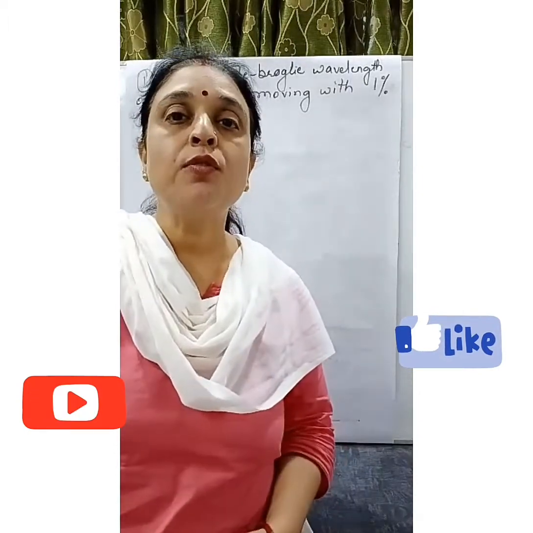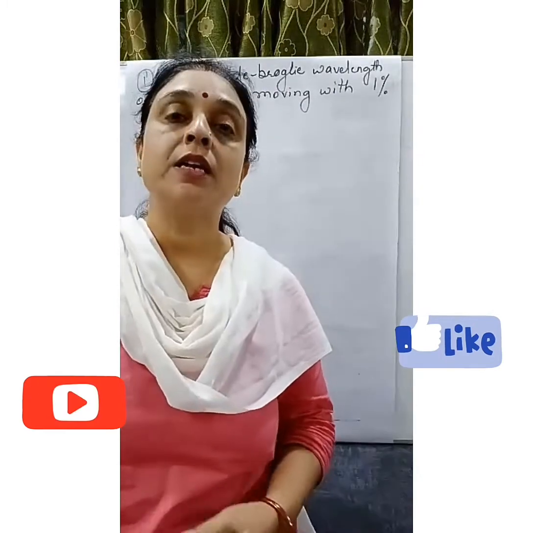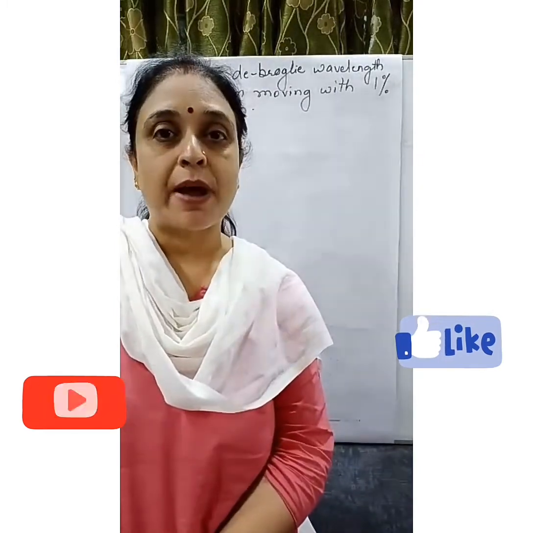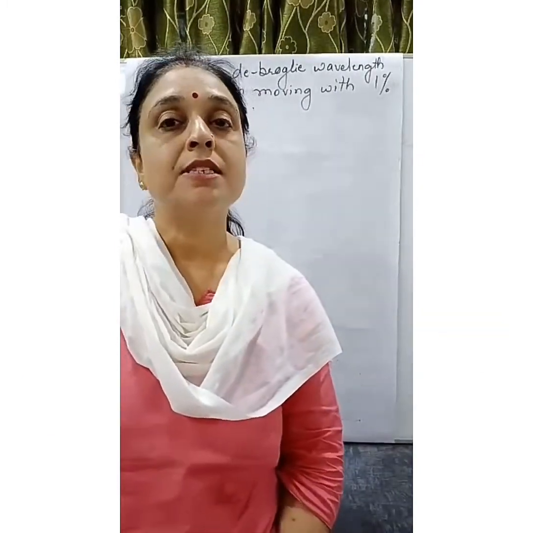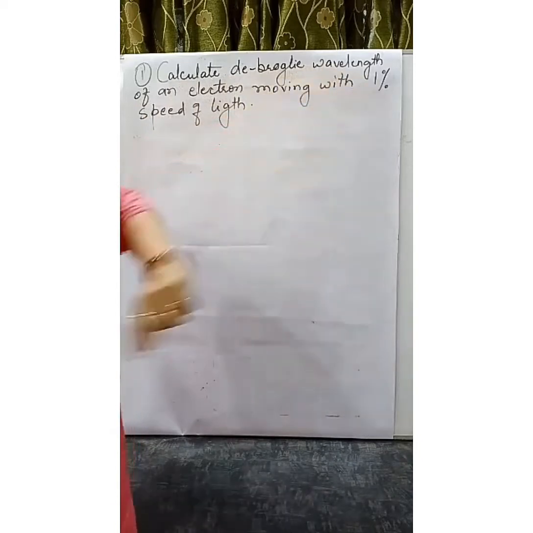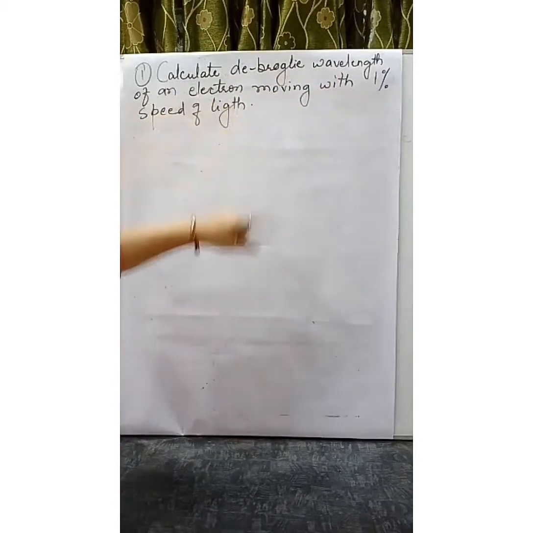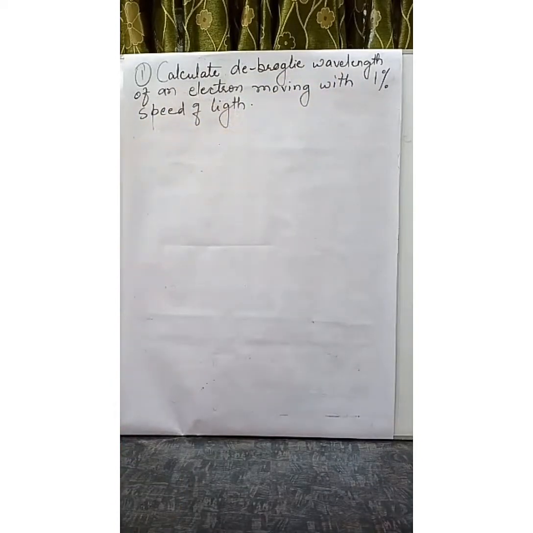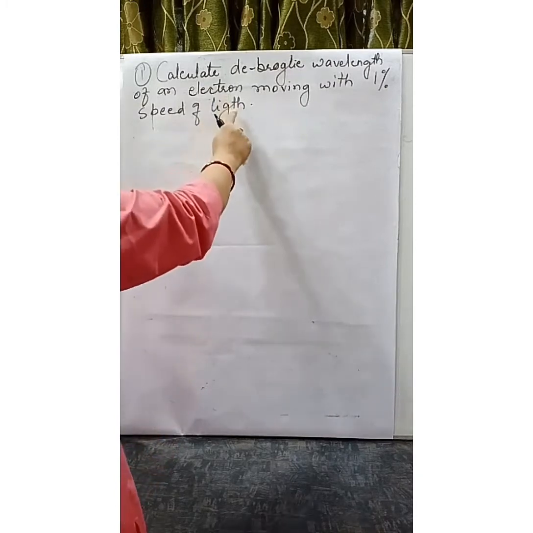In this video, we will discuss a few more numericals based on dual property of matter and Heisenberg's uncertainty principle. Let's see the first numerical. Calculate de Broglie wavelength of an electron moving with 1% the speed of light.